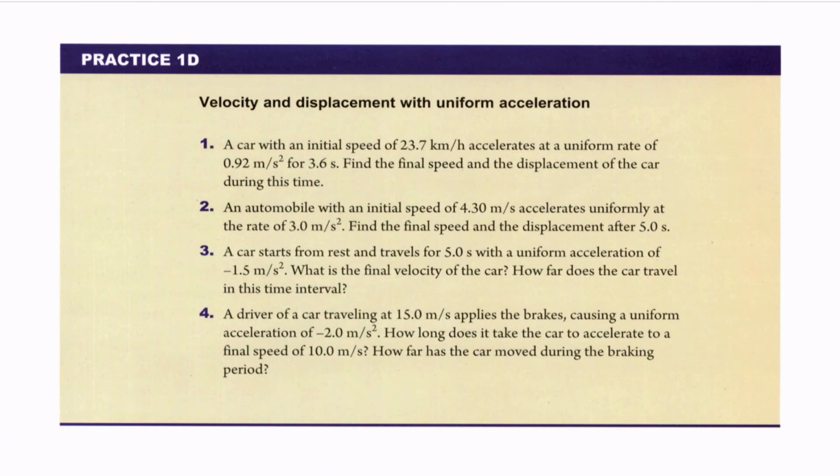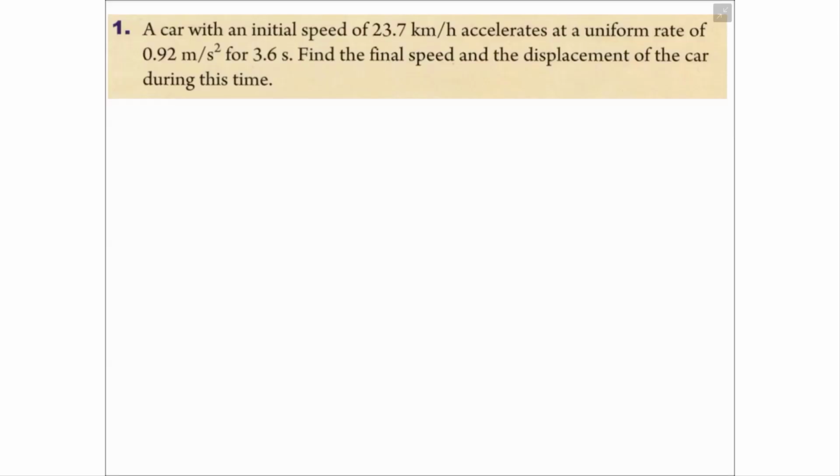Now we reach the practice 1D. There are 4 questions. I will solve some of them. I hope you are going to understand. In this question it says a car with an initial speed of 23.7 km per hour accelerates at a uniform rate of 0.92 meter per second squared for 3.6 seconds. Find the speed and the displacement of the car. So it's asking what is the speed and what is the displacement. That means what is v and what is x.